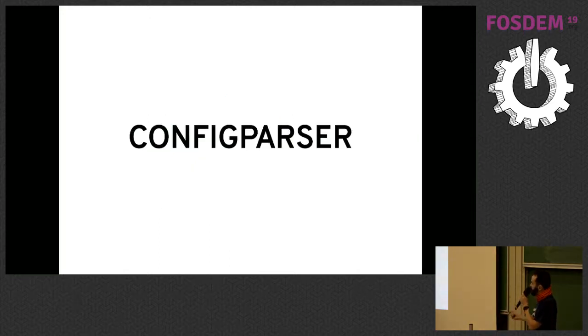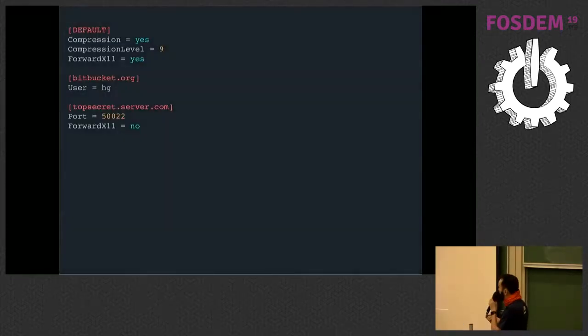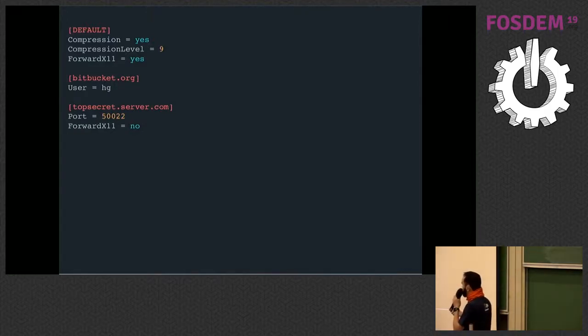So Python gives us ConfigParser. And this is an example configuration file. It is in the INI format. It's composed of sections. So I have a section called default, and I have another section called bitbucket.org and topsecret.server. The values in the default section are shared with the other sections. So if I try to access bitbucket.org compression, if it doesn't exist there, it will fall back to the default group.